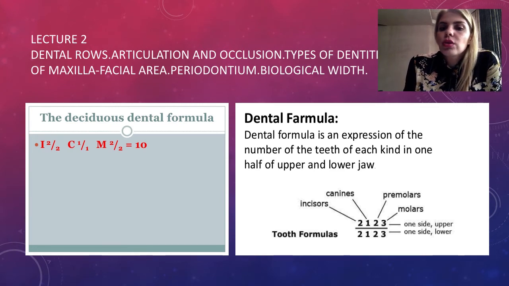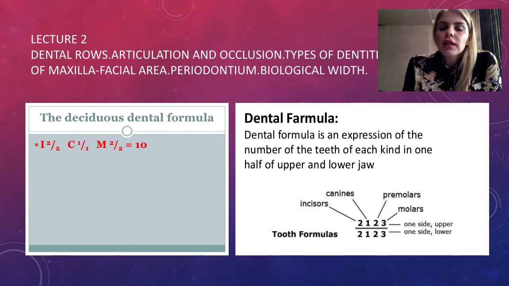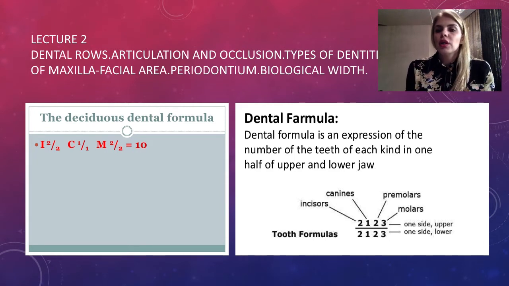And continue from the mandibula left side, and it is 71, 72, 73, and continues to 75. And continue on the right mandibular side, and it is 81, 82, 83, and up to 85. This is for the child bite.